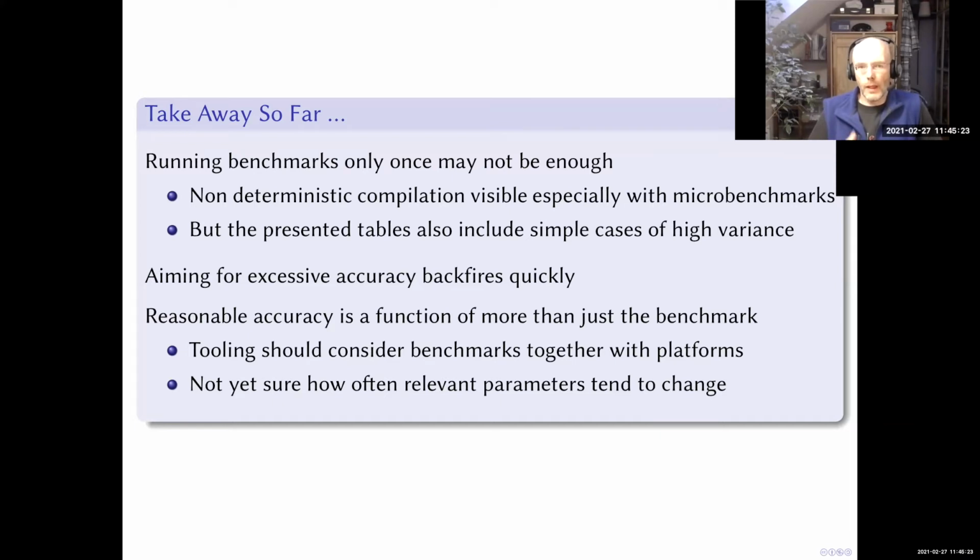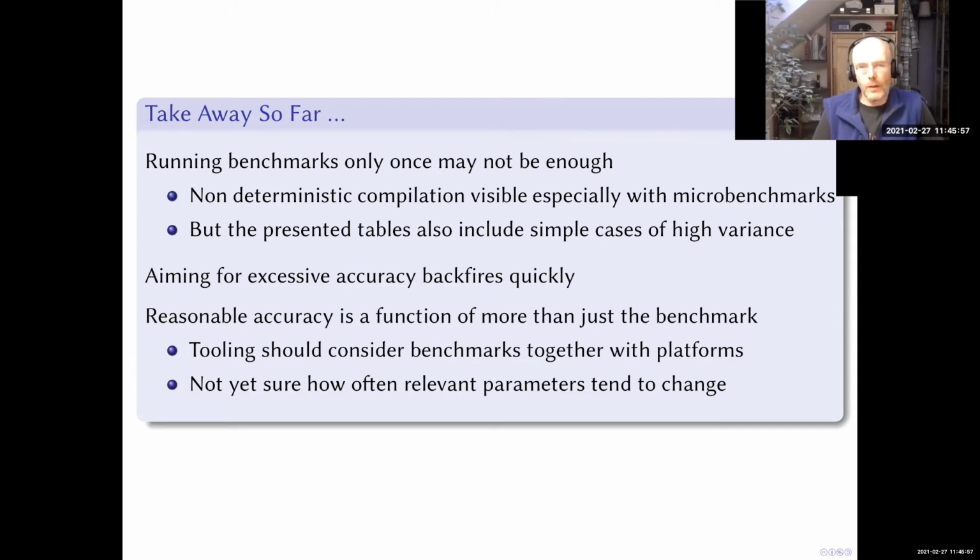Aiming for excessive accuracy backfires quickly. So one shouldn't hope to squeeze arbitrary accuracy out of benchmarks. One should really take a look at the benchmark and decide what accuracy that particular benchmark is capable of. We are not yet sure how often the relevant parameters here tend to change, so whether every new version of a compiler can exhibit different stability than its predecessors. That's something that we want to look at later, but I don't have data right now.